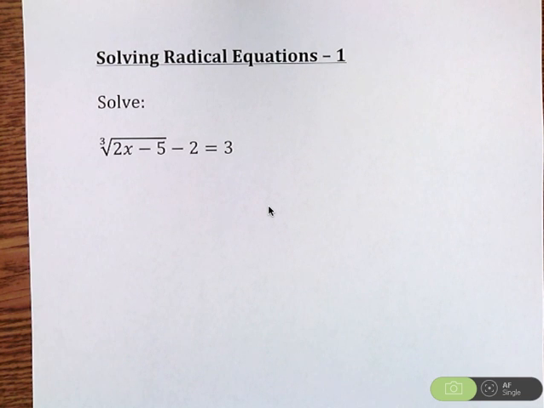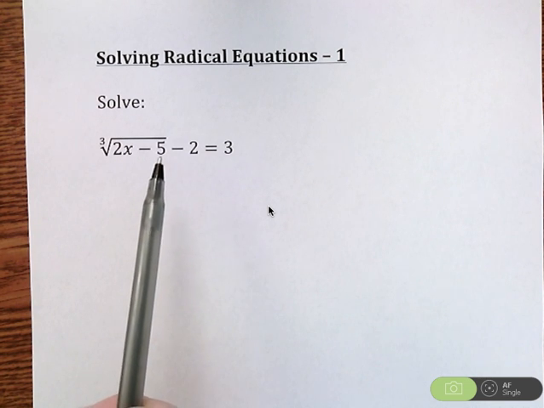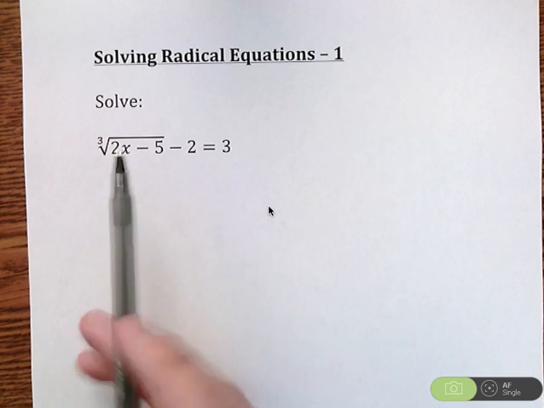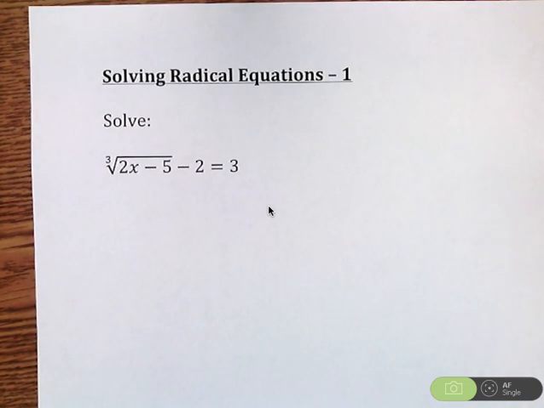All right, I'm going to review how to solve radical equations. So this will be the first of two videos. So we need to solve, and we have the cubed root of 2x minus 5, and then outside minus 2 is equal to 3.